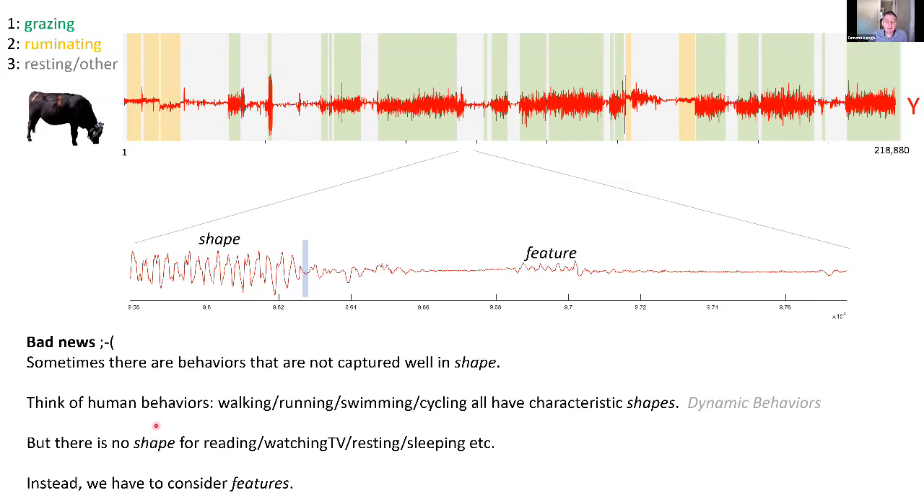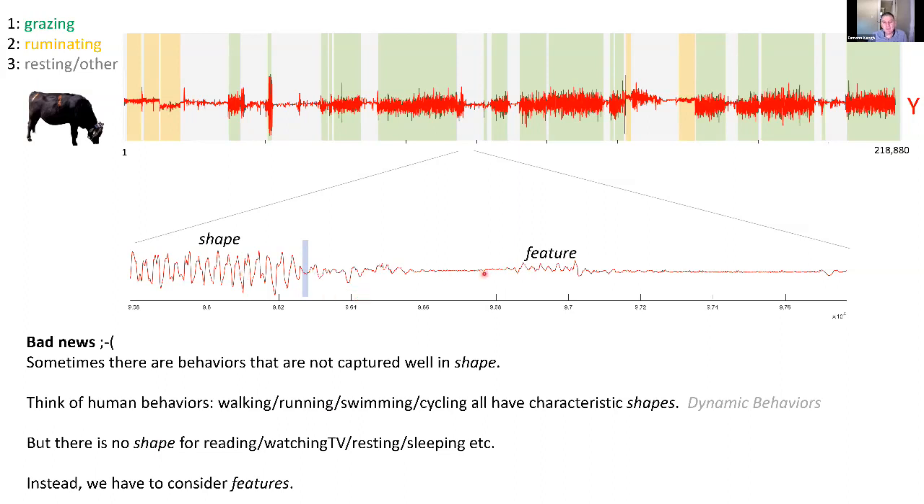Human behaviors are often captured in the shape. For example, there's a shape of walking, running, swimming, cycling. They all have strong dynamic shapes. And you can look at the difference between walking upstairs and walking downstairs with an accelerometer and classify those very well. So dynamic behaviors really exist and work well with shape, and therefore work well with the distance profile and the matrix profile. These are all shapes here we can see very nicely.